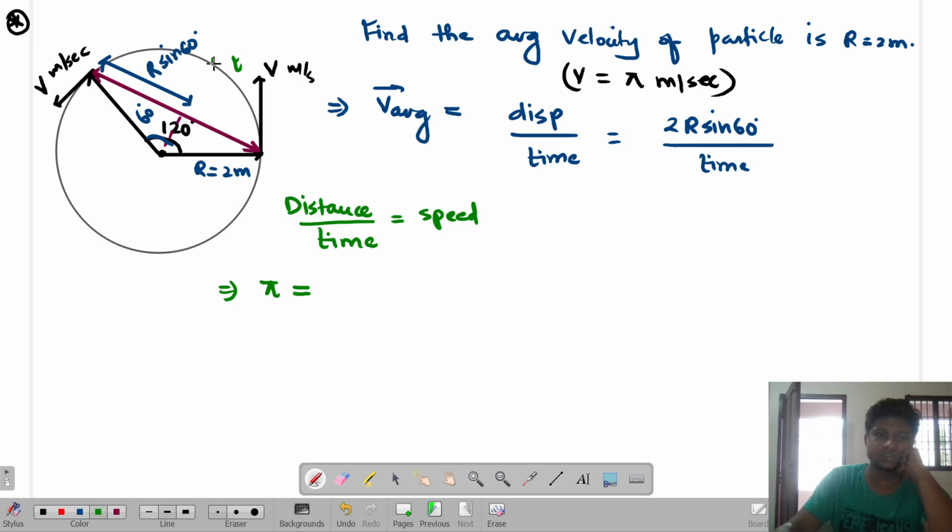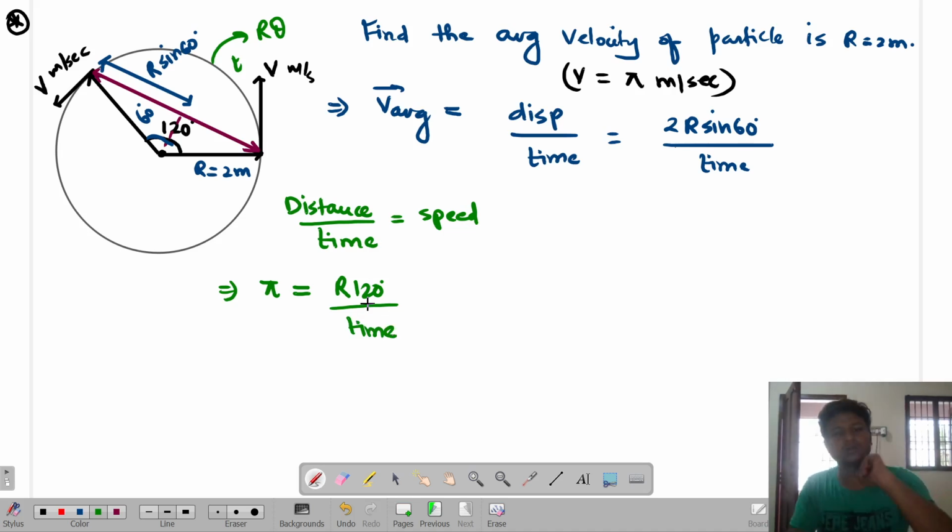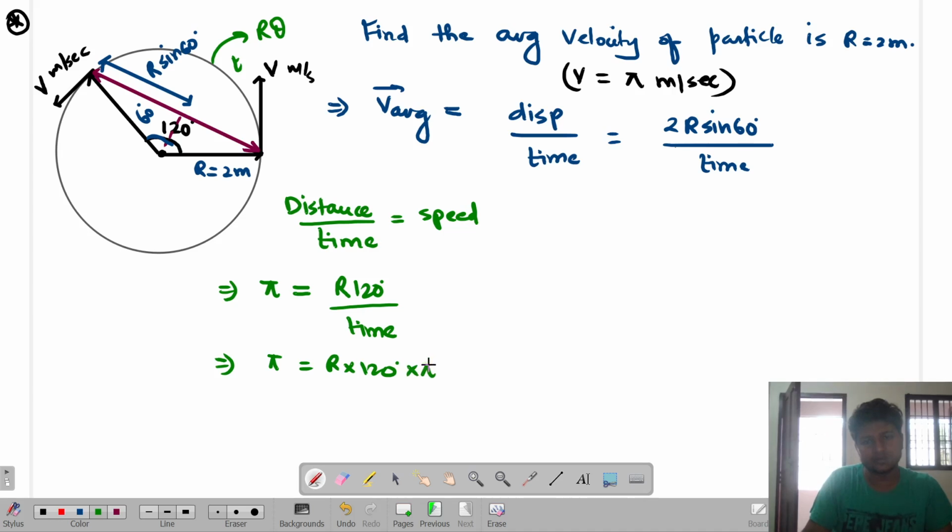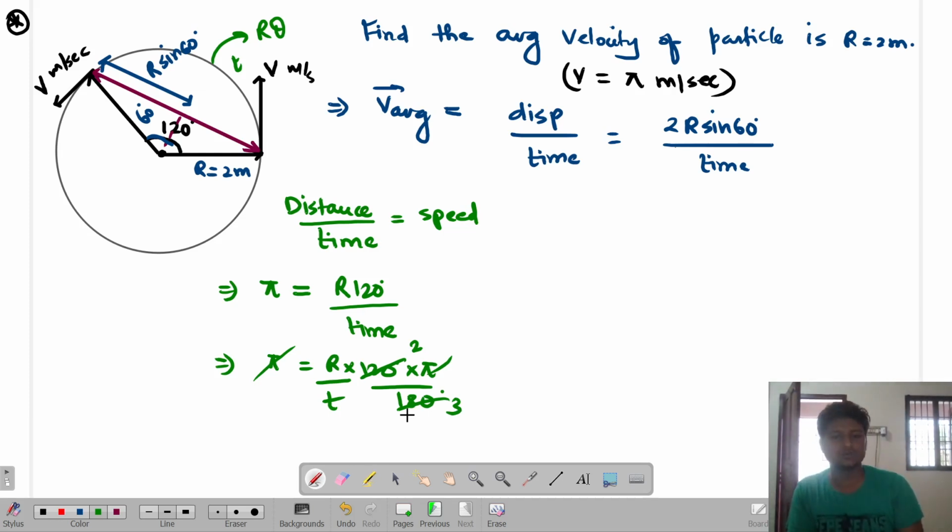Distance, what is this distance? I told you, it is r into theta. So r into 120 degrees divided by time, isn't it? But I need to convert this 120 in terms of radians, then only I can write the answer. So pi is equal to r into 120 into pi by 180, divided by time t. So this pi got cancelled, and 6 2s are 12, 6 3s are 18. So 2 by 3. Our radius is 2 meters. So this implies time is equal to 4 by 3 seconds.